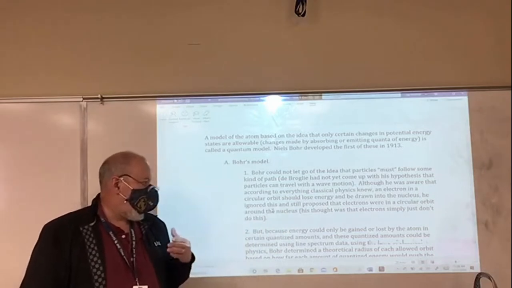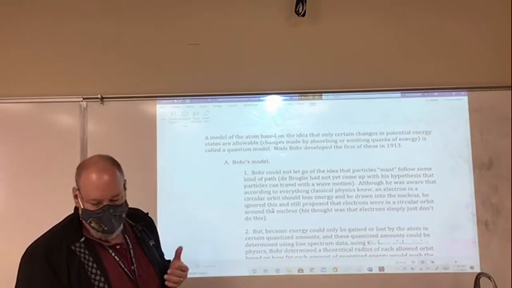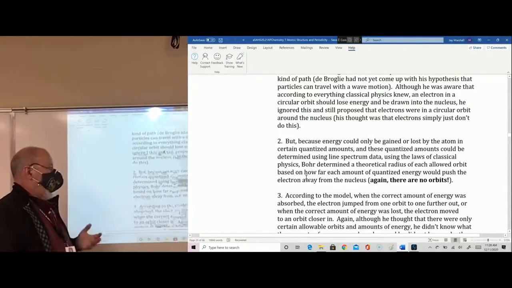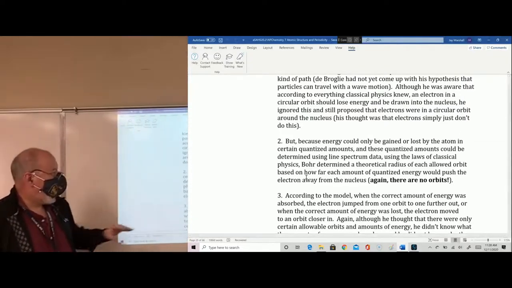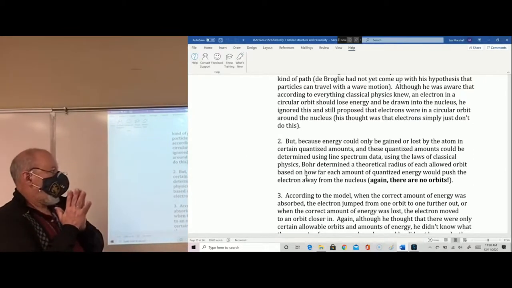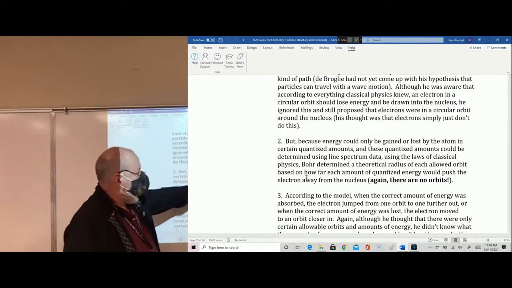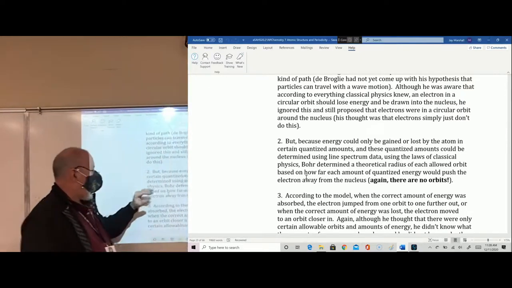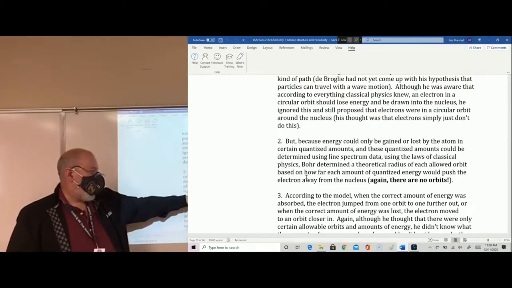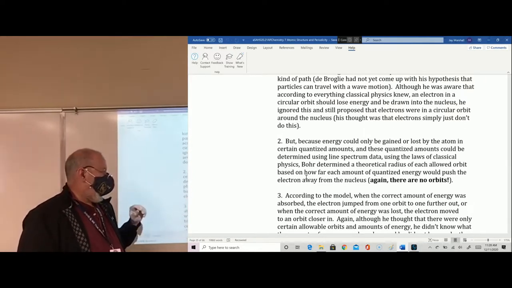His thought was that electrons simply just don't do this. Okay, they don't collapse into the nucleus. And that was all he would say. Electrons just don't do that. But because energy could only be gained or lost by the atom in certain quantized amounts, and these quantized amounts could be determined using line spectrum data, using the laws of classical physics, Bohr determined a theoretical radius of each allowed orbit based on how far each amount of quantized energy would push the electron away from the nucleus.